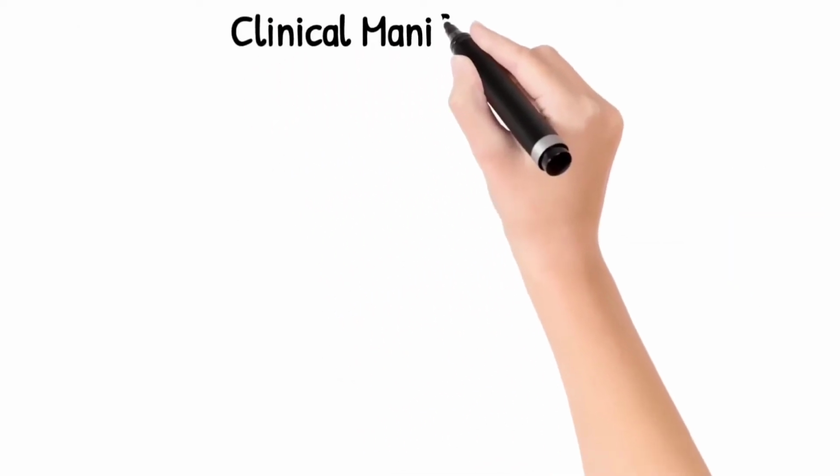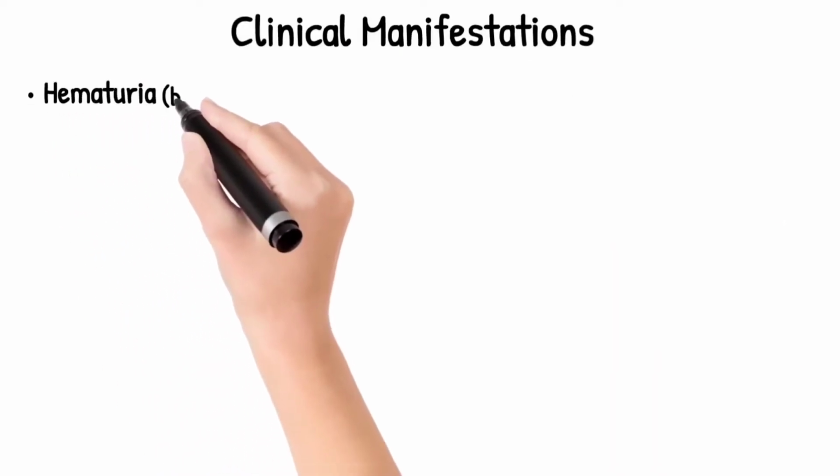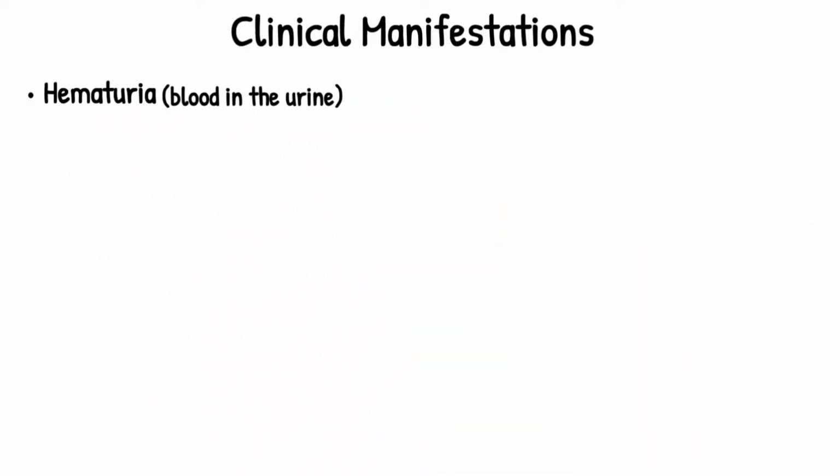For the clinical manifestations, a patient may experience hematuria, blood in the urine. Blood in the urine is the most common sign of upper urinary tract cancer. As a rule, it is painless, but since it can happen with a variety of urinary tract problems, your healthcare team should check for all likely sources of any blood found in your urine.